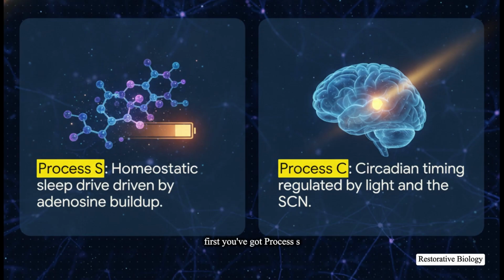First, you've got process S, which is your homeostatic sleep drive. Think of it as a physical buildup of the neurotransmitter adenosine the longer you stay awake, kind of like pressure building in a pipe. Then there's process C, your circadian rhythm, which is regulated by environmental light detected by your suprachiasmatic nucleus. Deep restorative sleep only happens when these two systems perfectly align.